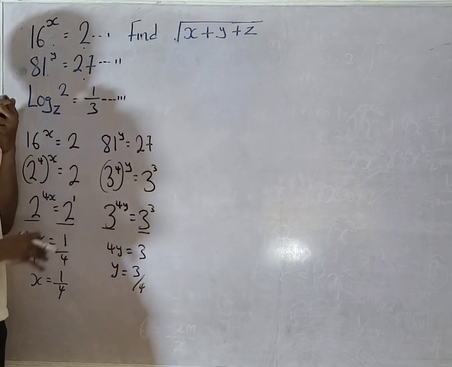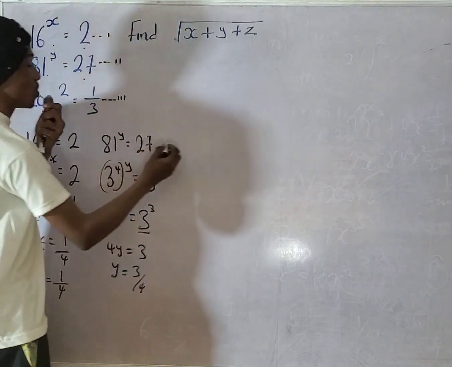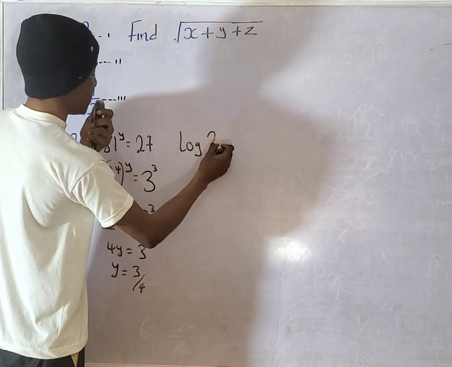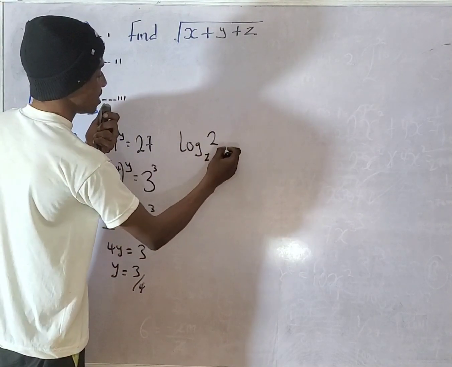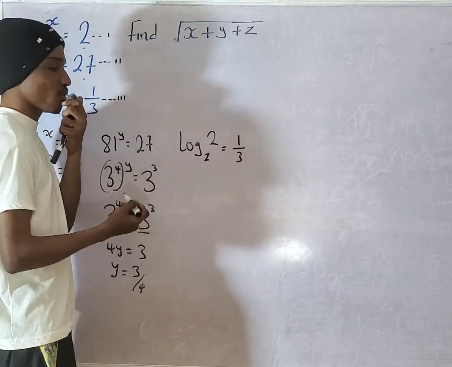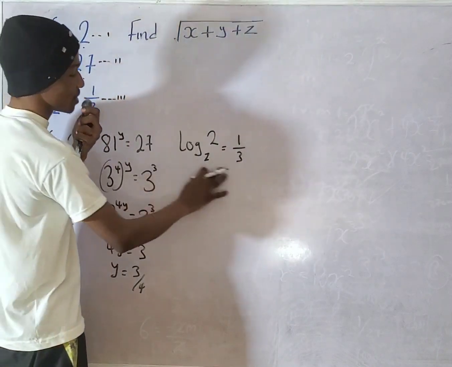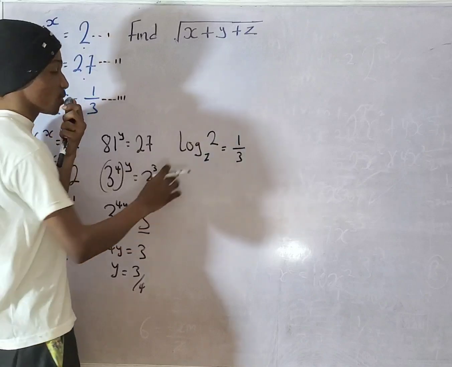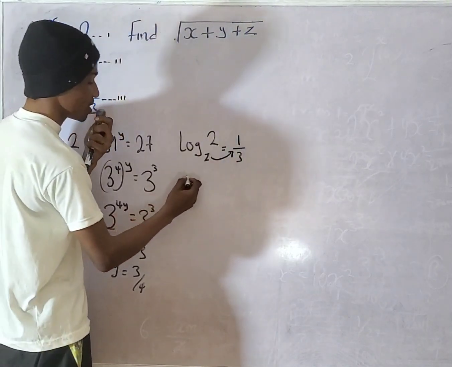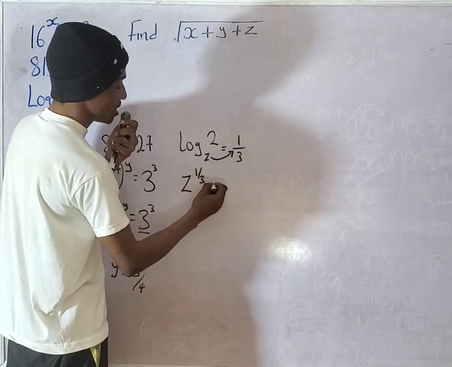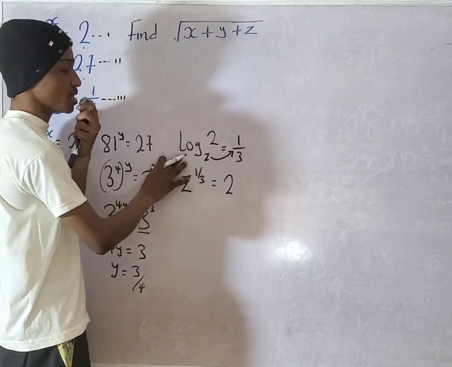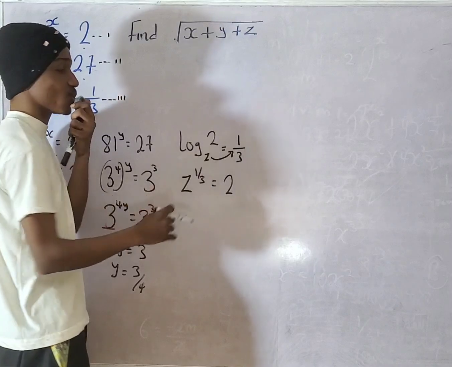We need to get the value of z as well. From equation 3, we have log base z of 2 equals 1 over 3, right? Now, according to the laws of logarithm, you have to rewrite this in index form. If you want to do that, that means this z will carry 1 over 3. So I'm going to have z raised to the power of 1 over 3 equals what? 2, right? This is the index form of the logarithmic equation log base z of 2 equals 1 over 3.